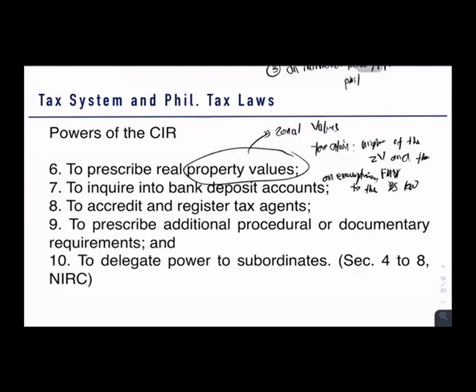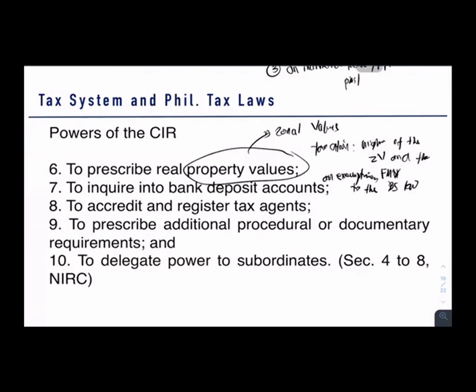This is again provided under our tax code. So since this is already provided by our tax code, hence it can be done without even the authority of the owner of the bank. So when can we inquire on bank deposits?